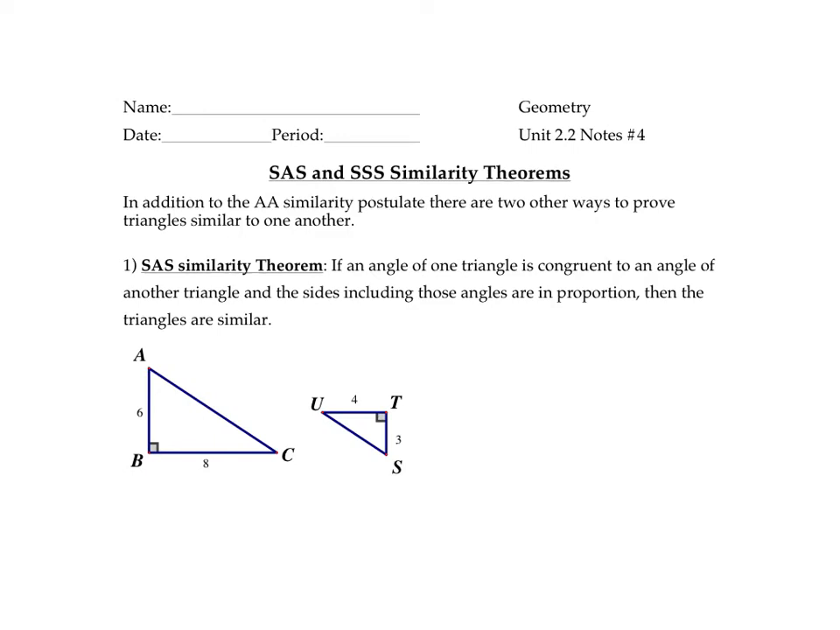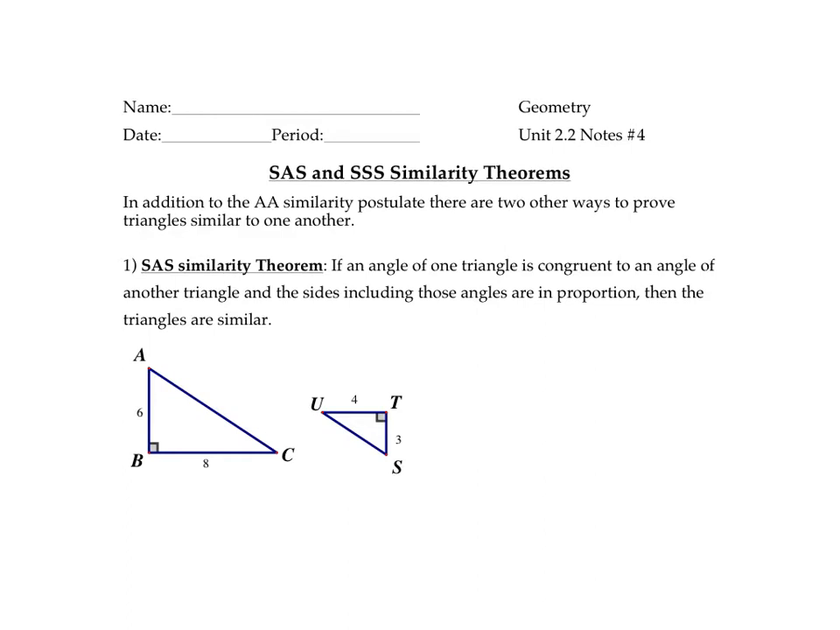In today's lesson from Unit 2.2, we're going to learn two more shortcuts for proving triangles similar to one another. If you recall, in our last lesson, notes number 3, we discussed a shortcut called the angle-angle similarity. That worked because we were able to prove that two angles of one triangle were congruent to two angles of another triangle, and that's enough for us to say that the two triangles are similar. So then we can set up proportions, write similarity statements, solve for missing sides, etc.